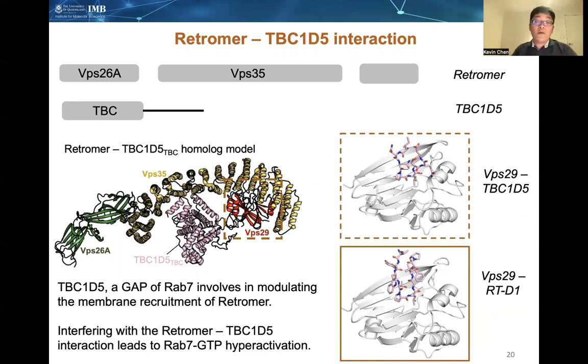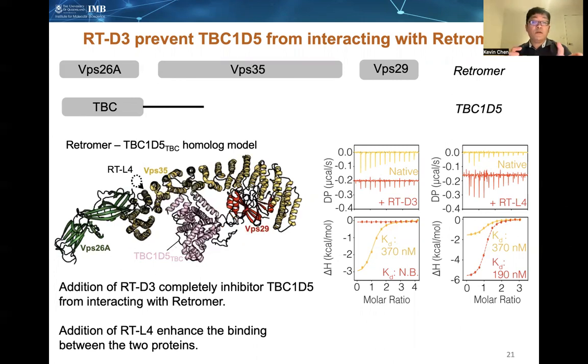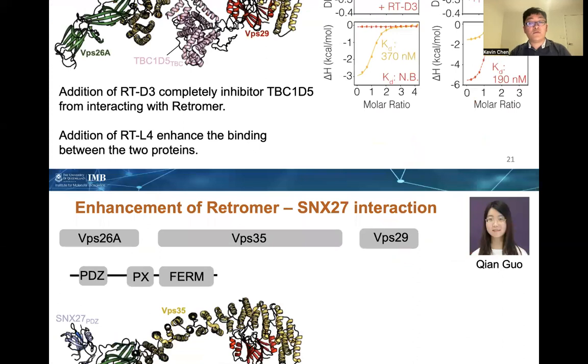So when we have the cyclic peptide RTD3, for example, it binds very strongly to VPS29 and will compete off TBC1D5, as we show by ITC here on the red curve. So there's no binding. But in the case of RTO4, because it binds to the VPS26/VPS35 subunit, as we expect, there is no negative effect on binding between retromer and TBC1D5. On top of that, we found that RTO4 actually enhanced the binding of the two proteins. So there's something interesting, and it is more obvious when we go to the next protein, SNX27.